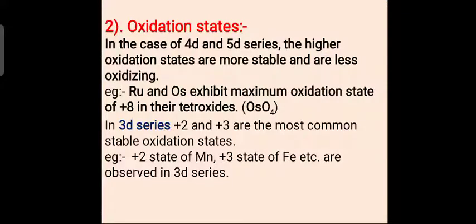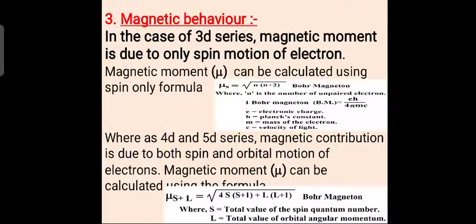In the 3d series, +2 and +3 are the most common stable oxidation states. For example, manganese is present in the 3d series, and its most common oxidation state is +2. Similarly, the most common oxidation state of iron is +3. So this is observed in the 3d series. Next slide.